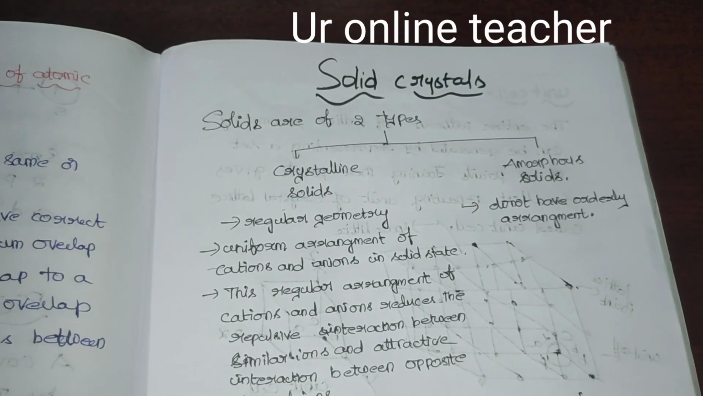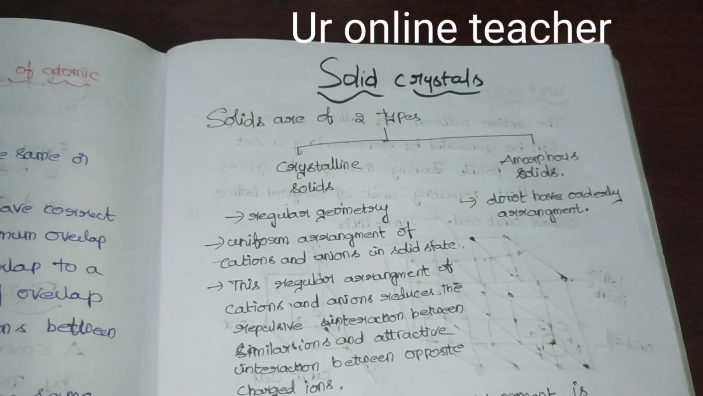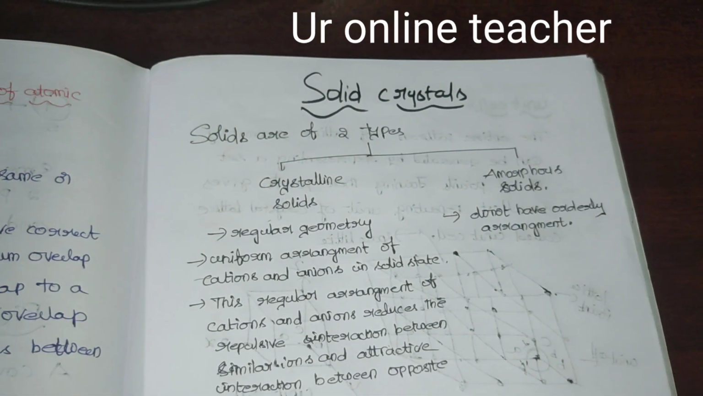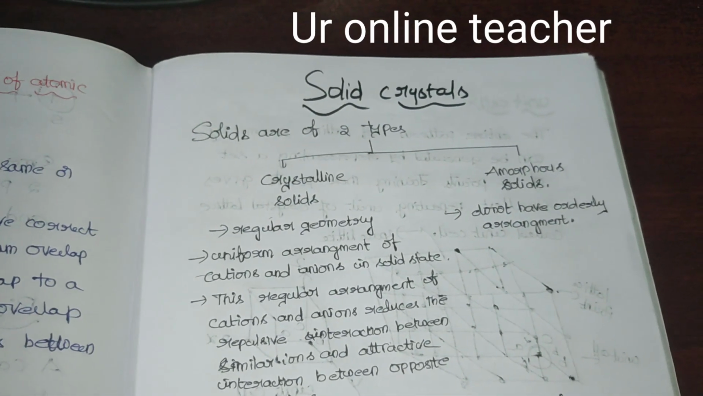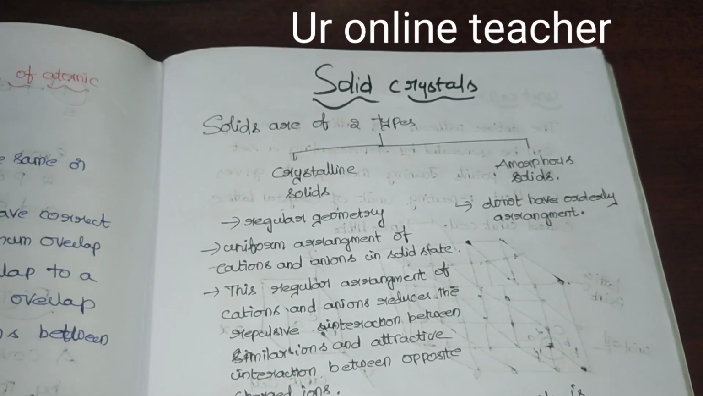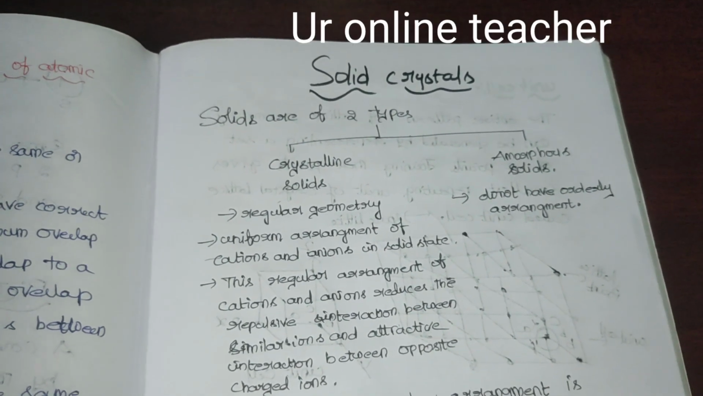Hi students, today I am going to explain what are solid crystals. Solids are of two types. We know that they are crystalline solids and amorphous solids. Crystalline solids are the more stable type of solids and amorphous solids are not that stable.